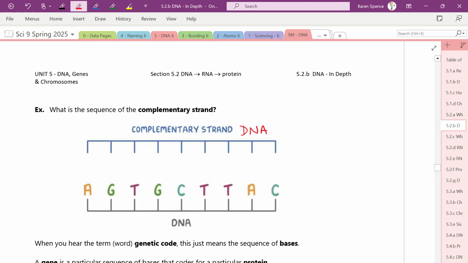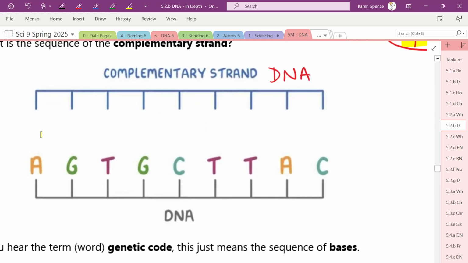Page 35. On page 35, we are trying to write down what the complementary bases are. So right here, we have an A, so what would we write? T. Okay, so see if you can do it before we all do it together. Okay, so we got A goes with T, G goes with C.